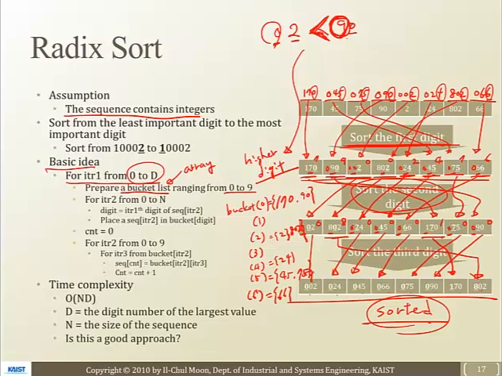And after putting these into buckets, so we are just moving iterations from here to like this, and adding these numbers into buckets. Then what we are going to do is construct a sequence. This is the construction of the sequence by putting 170, 90, 2, and 802, 24, 45, 75, 66, like this. So this takes n times, and this also takes n times.